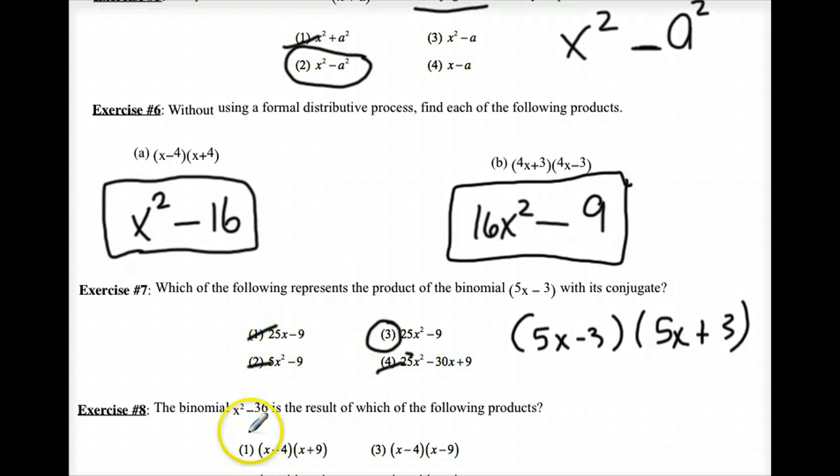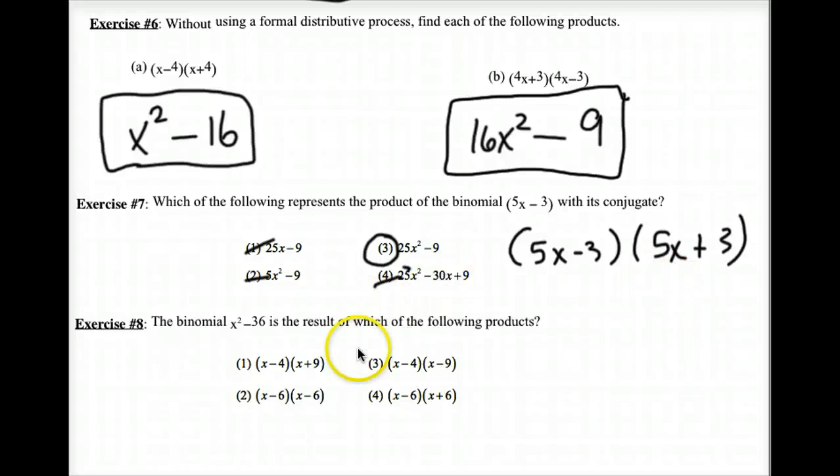Now it says the binomial x squared minus 36 is the result of which product? Let's see the answer choices. What can I eliminate versus not? I know the conjugates are going to be x minus 6 and x plus 6. And remember, it has to be the same thing, so 1 and 2 are not going to work. And x minus 6, x minus 6: remember when you do conjugates like up here, one is positive, one is negative. So I know automatically that's out. And I know it has to be choice number 4.